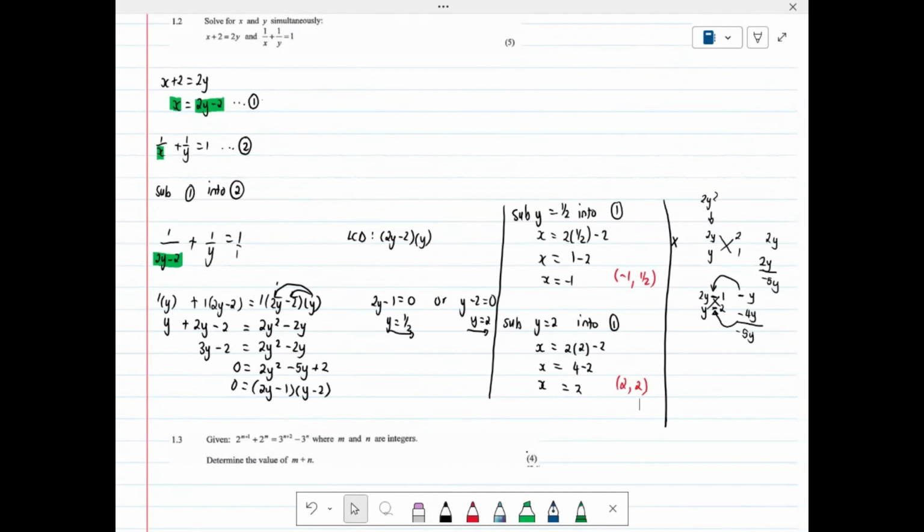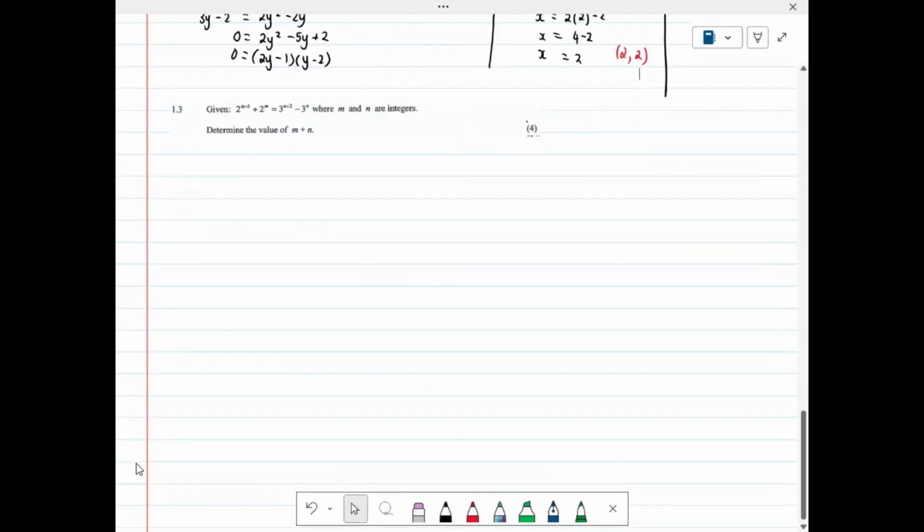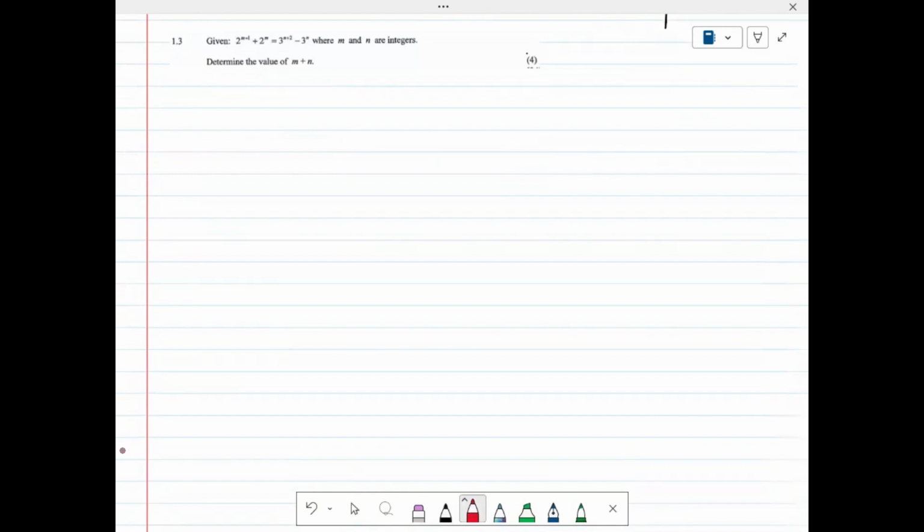Let us have a look at the last question. Now, the last question tends to be a bit more tricky as it requires you to think a bit. So here we have that 2 to the power of m plus 1 plus 2 to the power of m is equal to 3 to the power of n plus 2 minus 3 to the power of n. And we have to determine the value of m plus n.